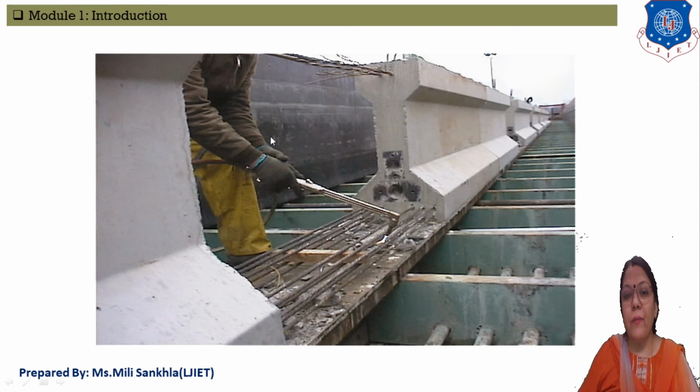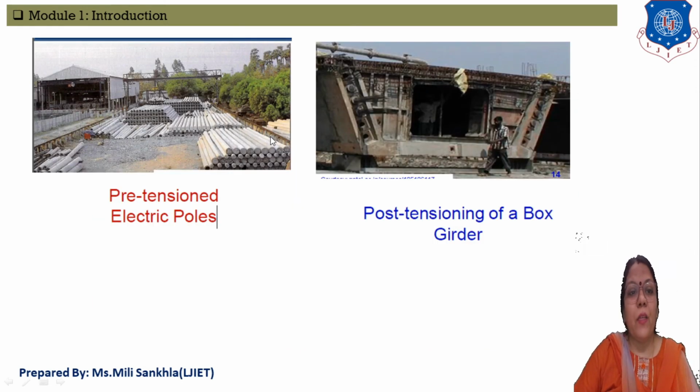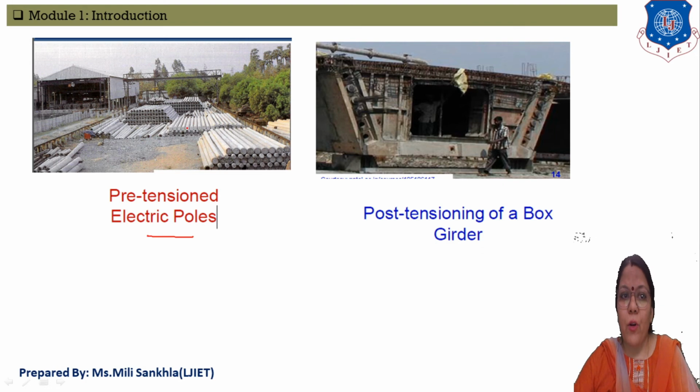Here is another example of pre-tensioning, that is electric poles. If we want mass production of pre-tensioned members, then this is the example of pre-tensioned electric poles. Okay, a number of electric poles are constructed, and beds are required. Most important, side plates are required for this pre-tensioning method.